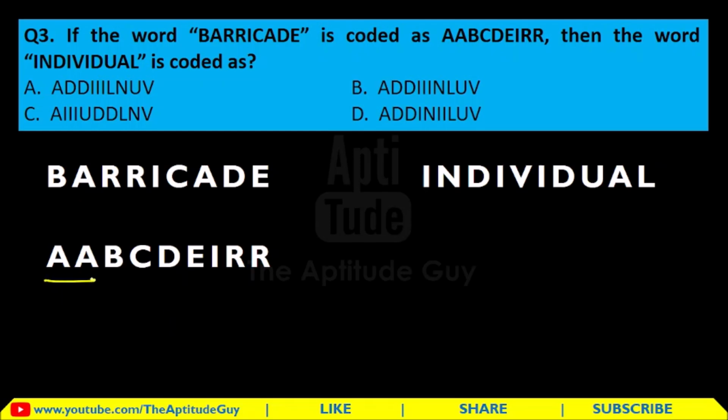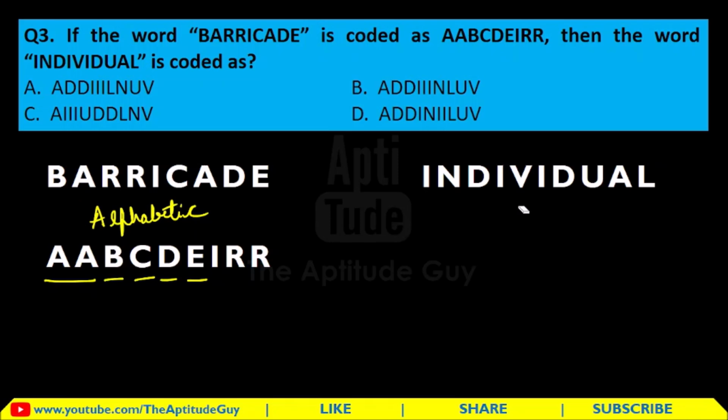We have A, B, C, D, E. If the code starts with A, B, C, D, E, that obviously means that the same word, all the letters are rearranged in alphabetic order. All these letters are rearranged alphabetically. Alright, so the same thing has to be repeated for individual now.